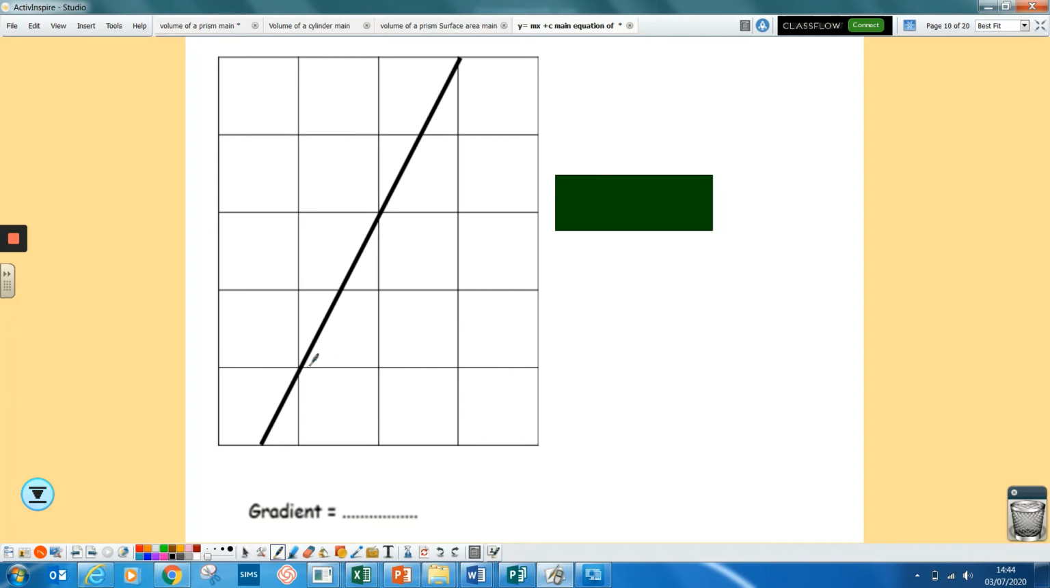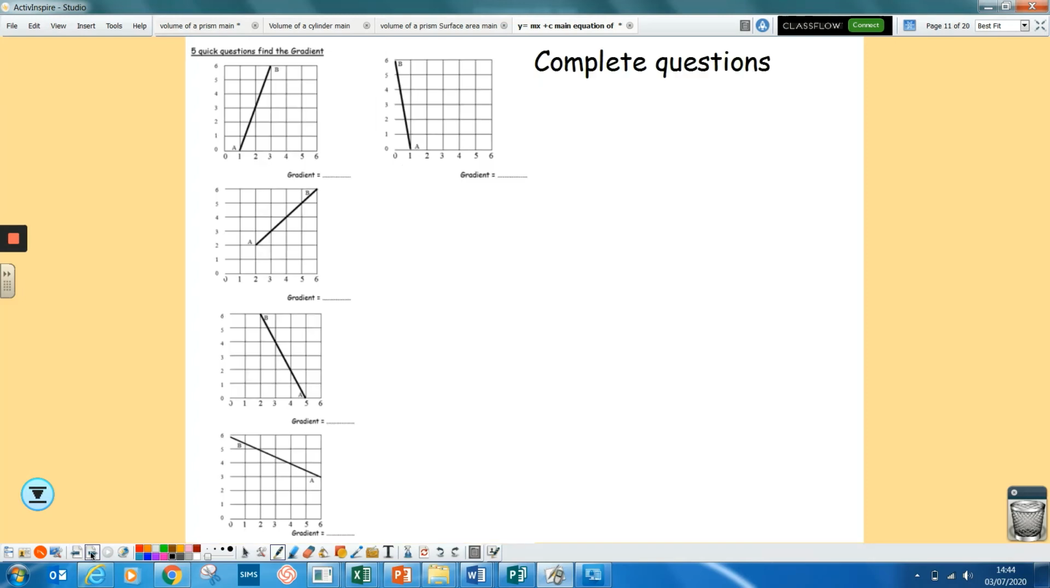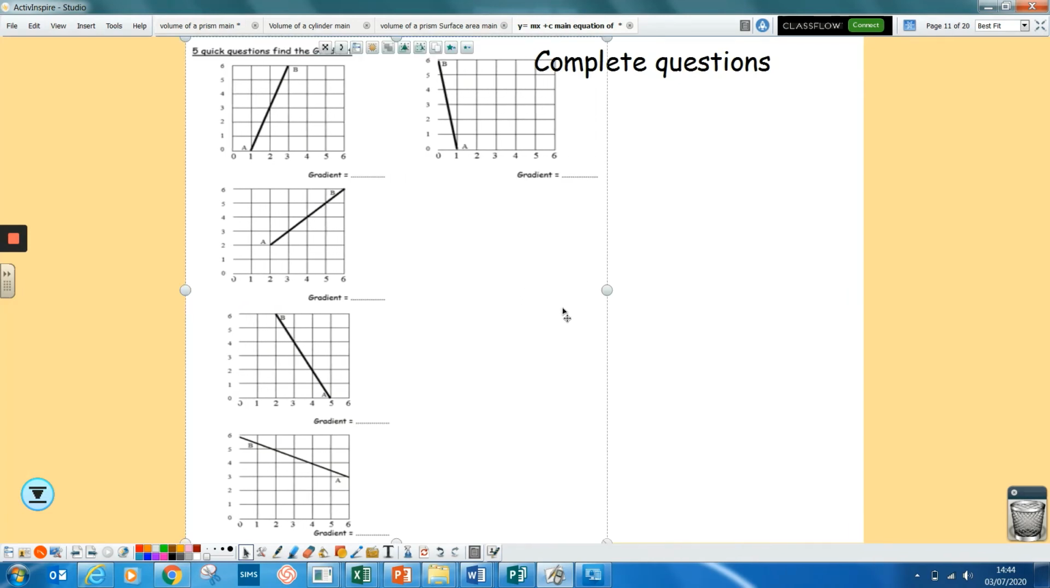This one, again, if I put my triangle, say, across here, and up to there, it gives me 1, 2, 3, 4, and 2 there. So 4 divided by 2 gives me a gradient of 2. Right, so I know these are quite small on the screen, so again, my advice would be to work out the gradient of each one, but try and get it off Show My Homework.